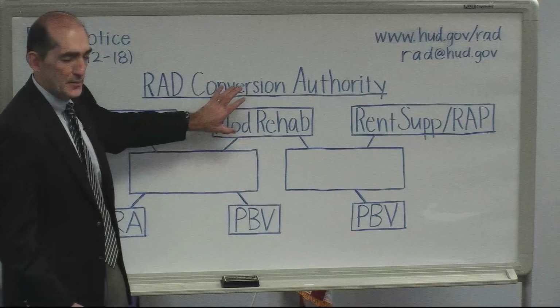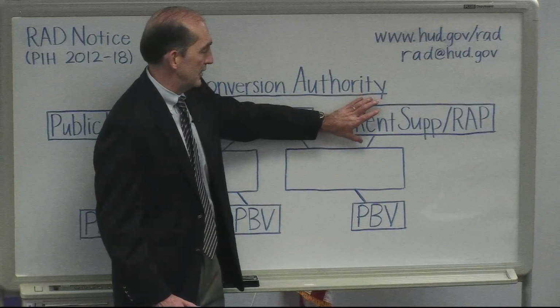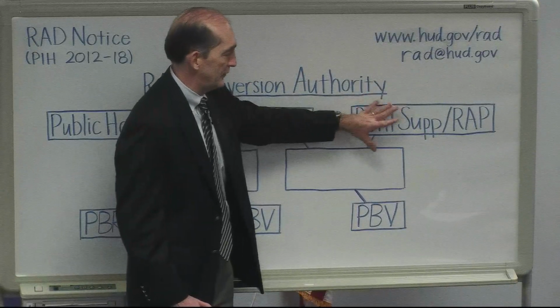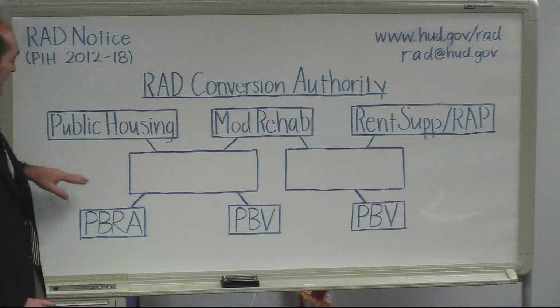Mod rehab today, there's about 25,000 units of mod rehab around the country. Rent-sup and wrap are rental assistance programs that predate Section 8. There's also about 25,000 units of those around the country. So 3 different ownership types.